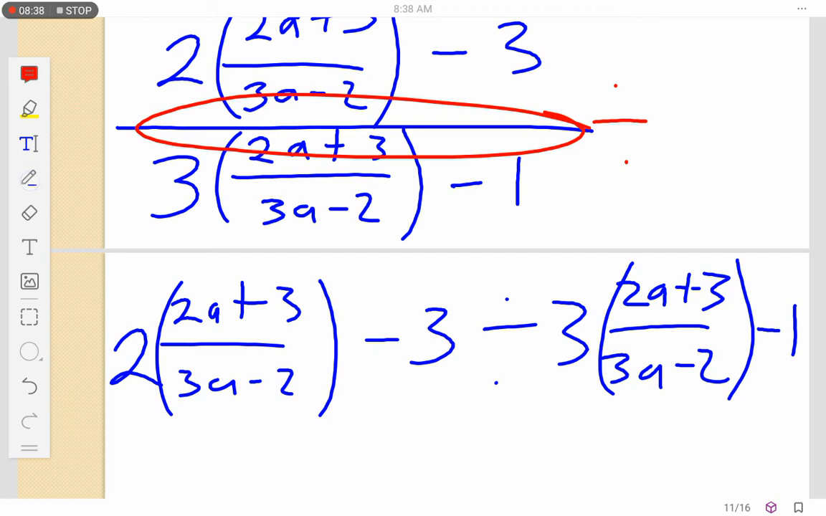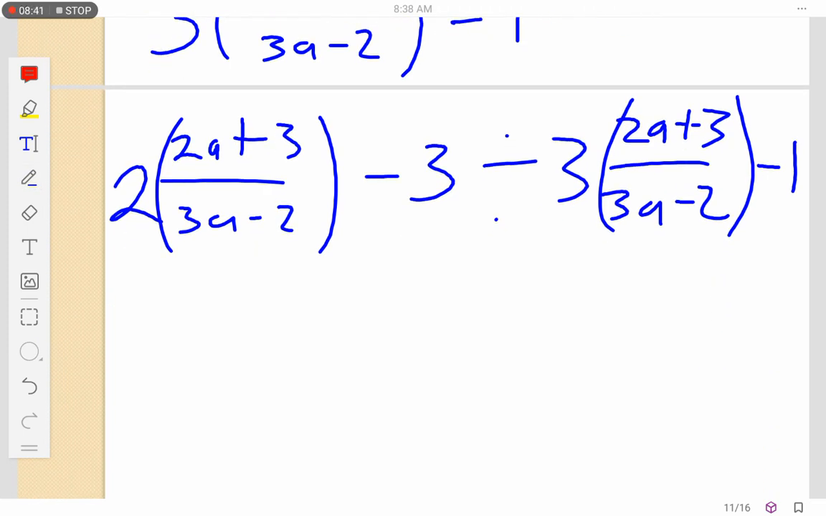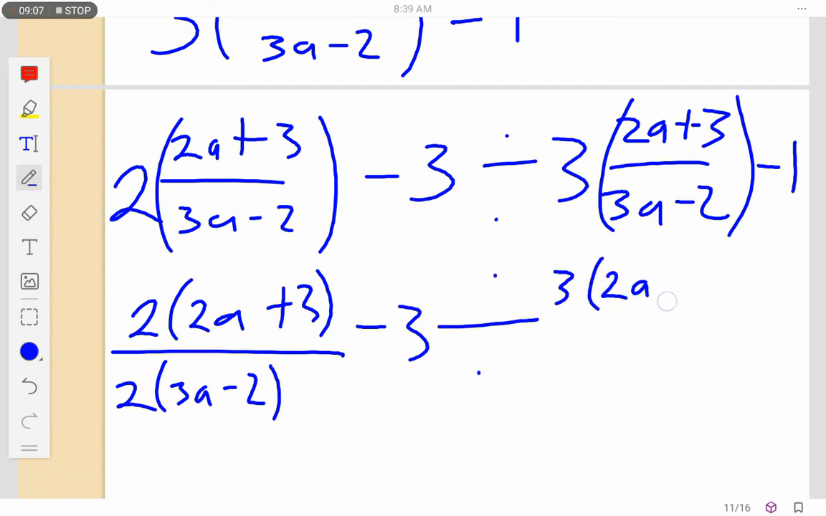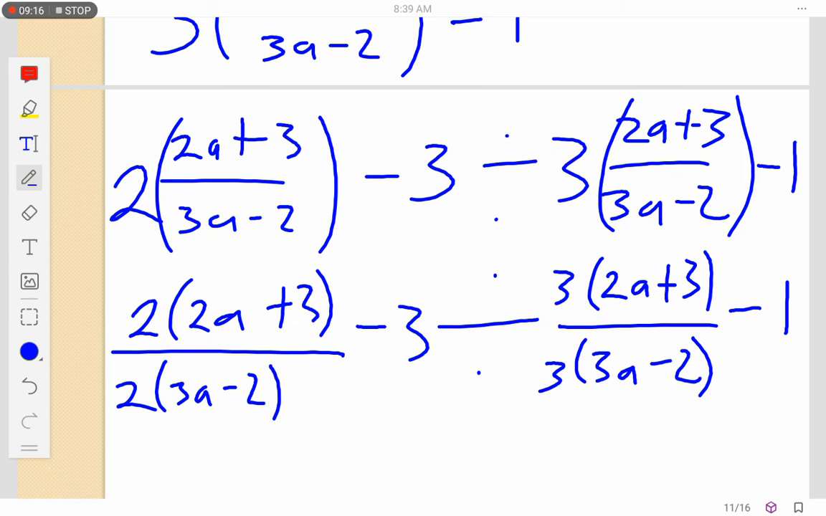Okay, like that. So I'll treat them separately like that. So what I can do for this one, since I've got that 2 there, I can put it there and have it multiplying each and every item. Okay, let me do that so that it won't confuse me. So I'll have 2 by 2a plus 3 over 2 by 3a minus 2 minus 3. Then divided by, I do the same there, 3 by 2a plus 3 over 3 by 3a minus 2 minus 1. Okay, so I'm doing this the same way.